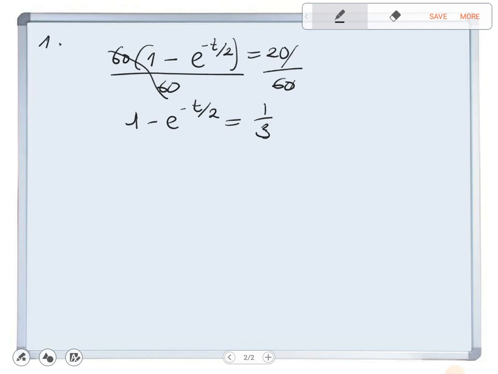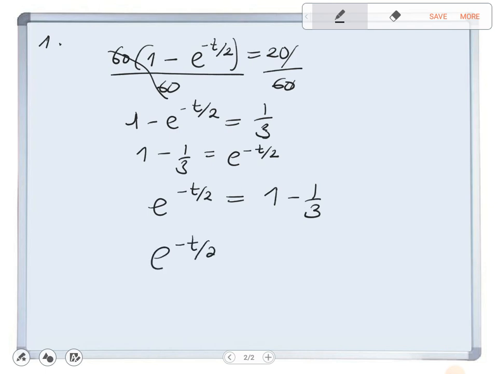Now we can take this 1 to the other side, or if you want, we can say 1 minus 1/3 is equal to e^(-t/2), which is just the same as e^(-t/2) equal to 1 minus 1/3. You agree, right? Then evaluating this fraction on the other side, we get e^(-t/2) equal to 2/3. Now, because of this negative, we can reciprocate this.